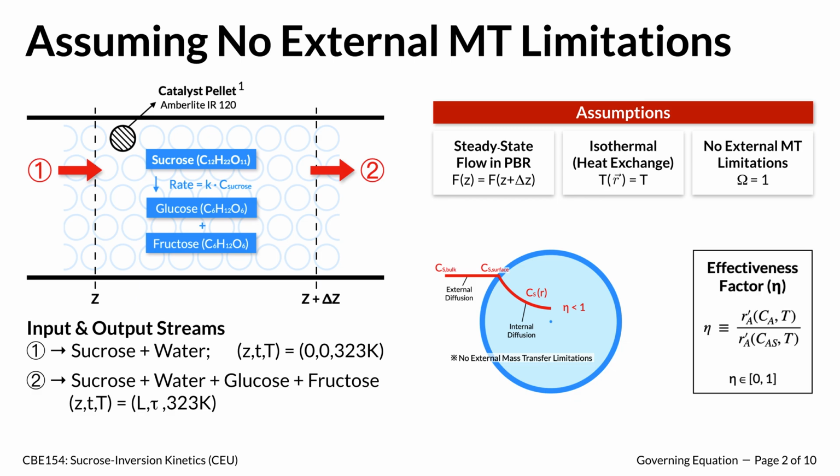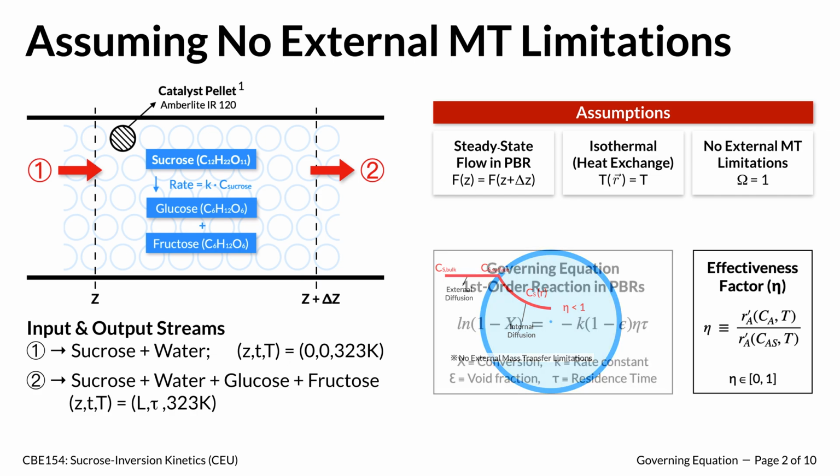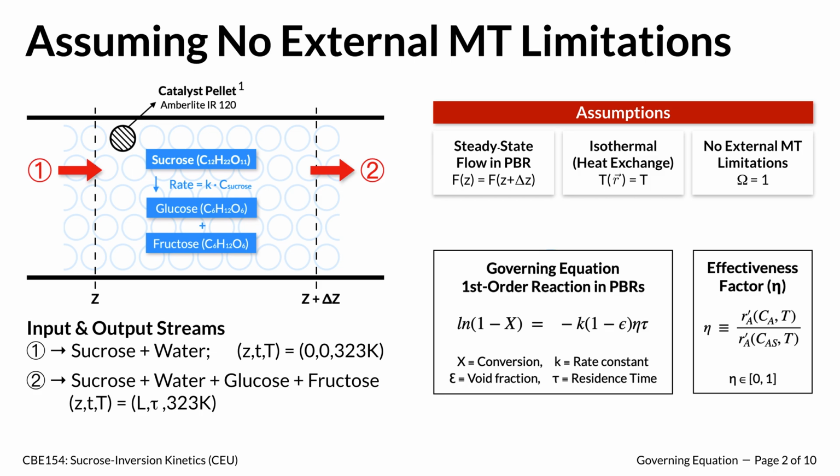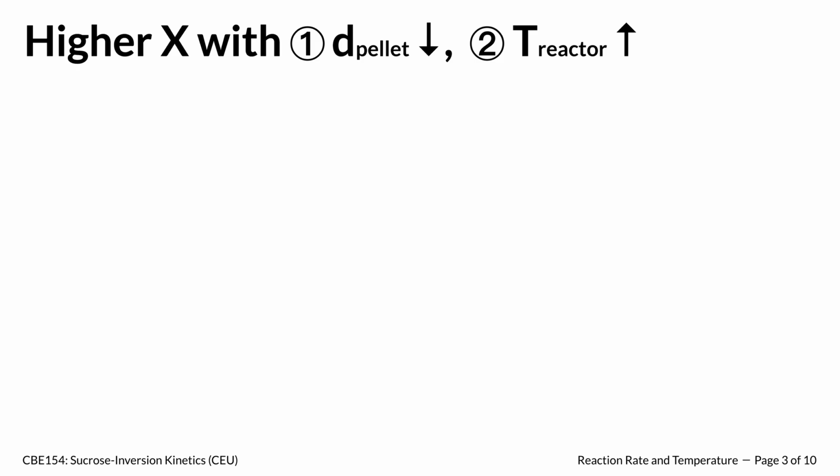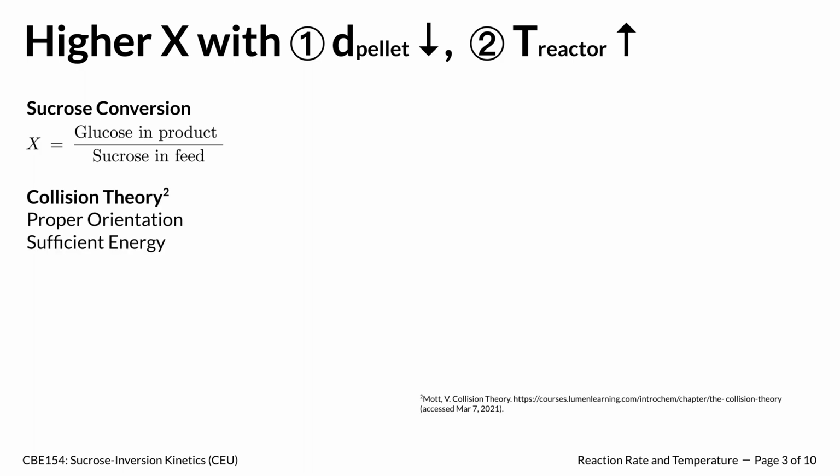While acquiring the governing equation for a reactor, we defined eta as the effectiveness factor, which we will explain later. While we cannot assume eta to be equal to 1, we can find the following governing equation between conversion and residence time and reactor constant for first-order reactions. Our team analyzed the glucose product in order to determine the effects of pellet size and temperature. We first defined conversion as the glucose in the product over the initial sucrose in the feed, because the stoichiometric relationship was 1-to-1.